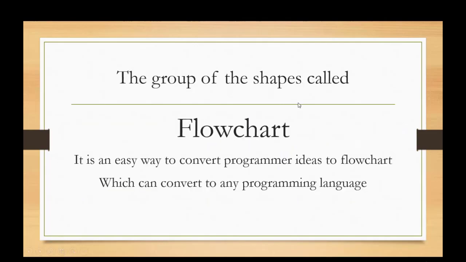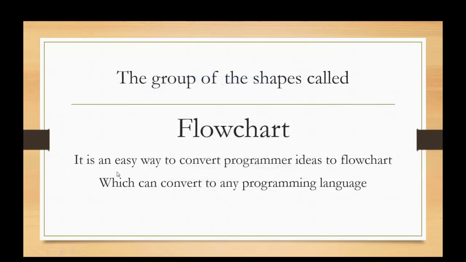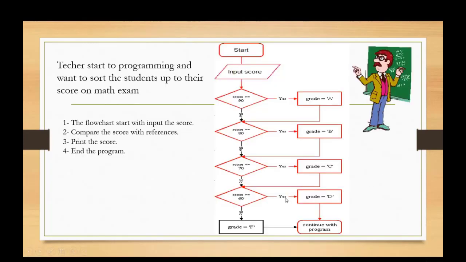The group of shapes is called a flowchart. It is an easy way to convert a programmer's idea to a flowchart, which you can convert to any programming language. You start with the idea and draw the flowchart, then convert the flowchart to a programming language.